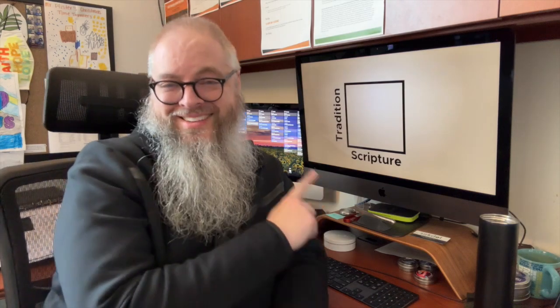The second one then is tradition. Now, this word needs a little definition because by tradition we don't mean, well, we've always done it that way. If you've ever been in a church that tried to move the coffee pot to the other side of the kitchen, you know what I mean. That's not what this means.